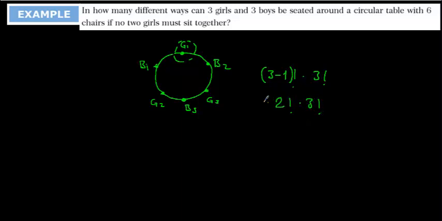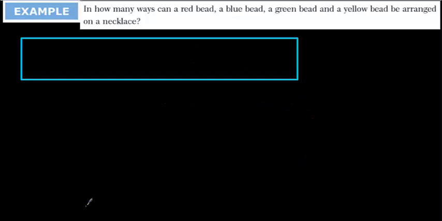So the answer is going to be 2 factorial times 3 factorial, which is equal to 2 times 1 times 3 times 2 times 1. It's equal to 2 times 6, which is equal to 12 different ways they can sit around the circular table.